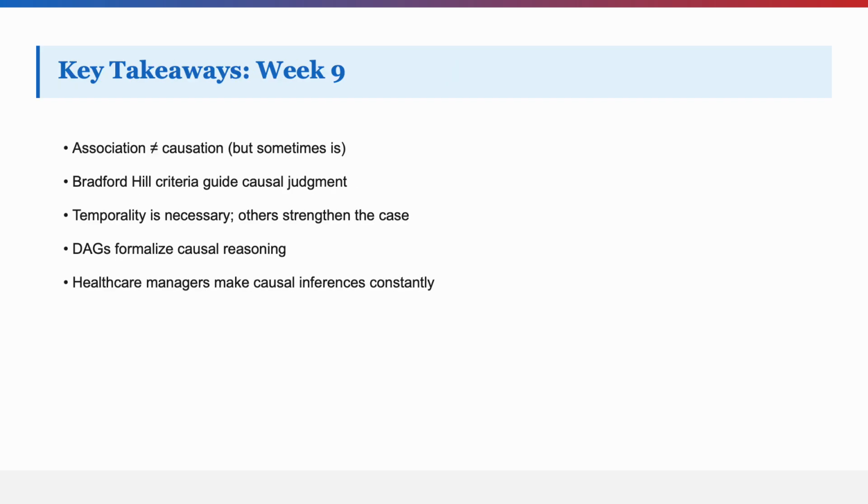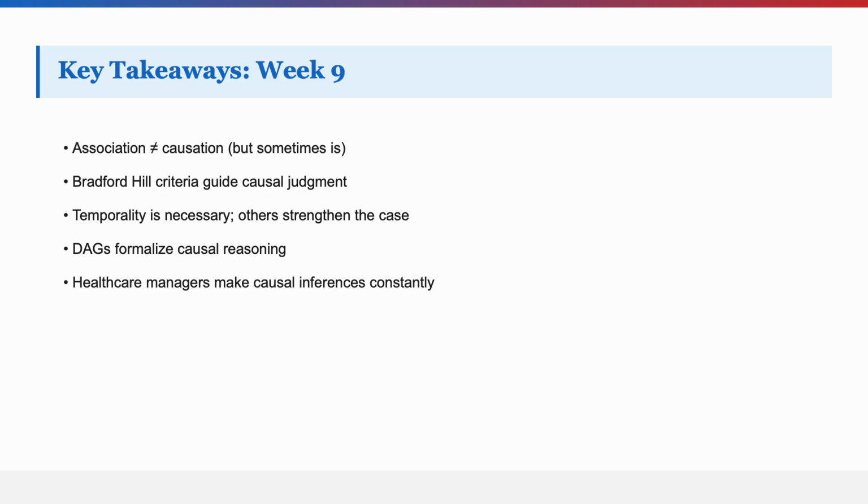Let's summarize causal inference. Association doesn't equal causation, but sometimes associations are causal. The challenge is distinguishing causal from non-causal associations. Bradford Hill criteria provide a framework for this judgment. Strength, consistency, specificity, temporality, gradient, plausibility, coherence, experiment, and analogy, consider each when evaluating evidence. Temporality is the only necessary criterion, cause must precede effect. The others strengthen the causal case but none is required and none is sufficient alone.